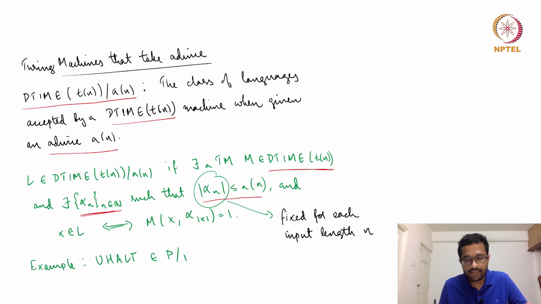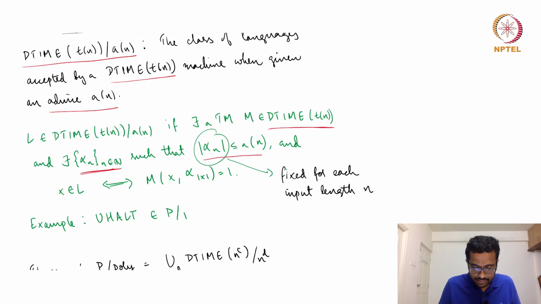The second difference is rather more important. We do not have the kind of power that NP has, because the advice is fixed for a certain input size, and x is in the language if the Turing machine accepts it along with the help of the advice string. So the Turing machine should accept x along with the alpha of the corresponding input length.